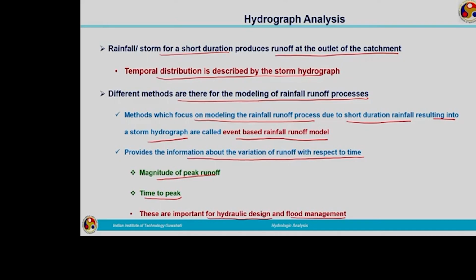So, for that we need to have an accurate rainfall runoff model based on events. We will be going for choosing event based rainfall runoff models in such cases. And when we were discussing the time to peak runoff and the magnitude of peak runoff, we need to have some idea about the time characteristics of the storm hydrograph.